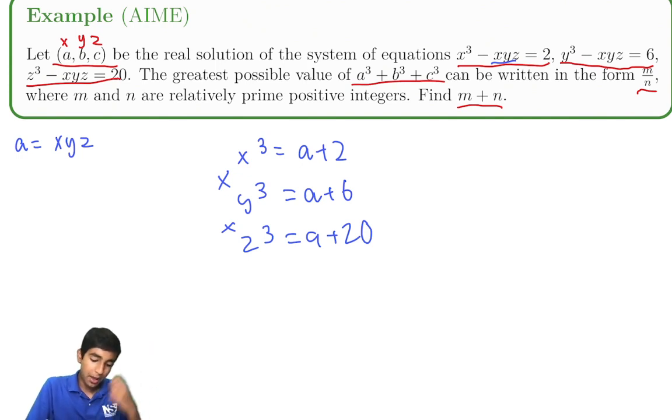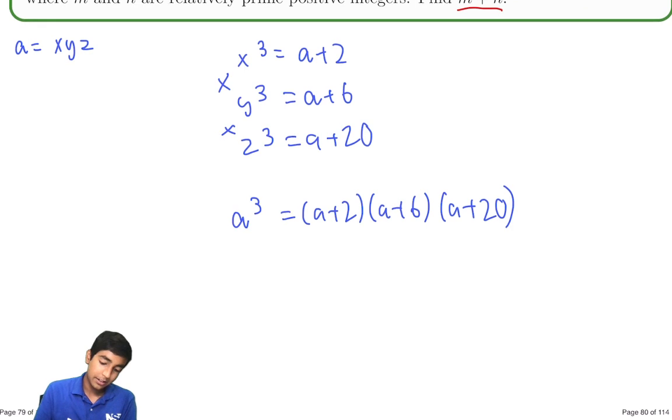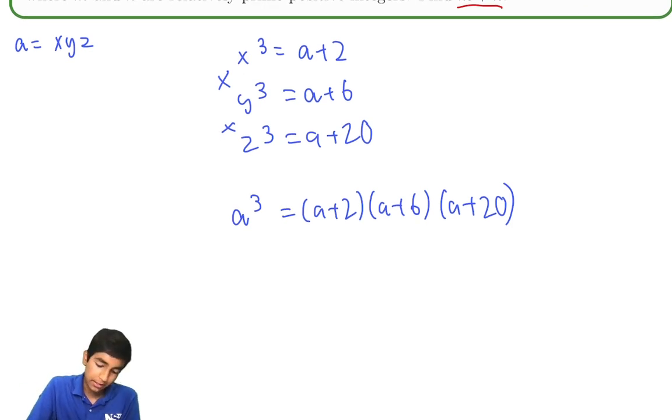So if we multiply them, we get that a cubed, because (xyz) cubed, equals (a plus 2) times (a plus 6) times (a plus 20). That's good. Now we just expand the right hand side. Now the trick here is we have an a cubed term, and now we count how many a squared terms do we have.